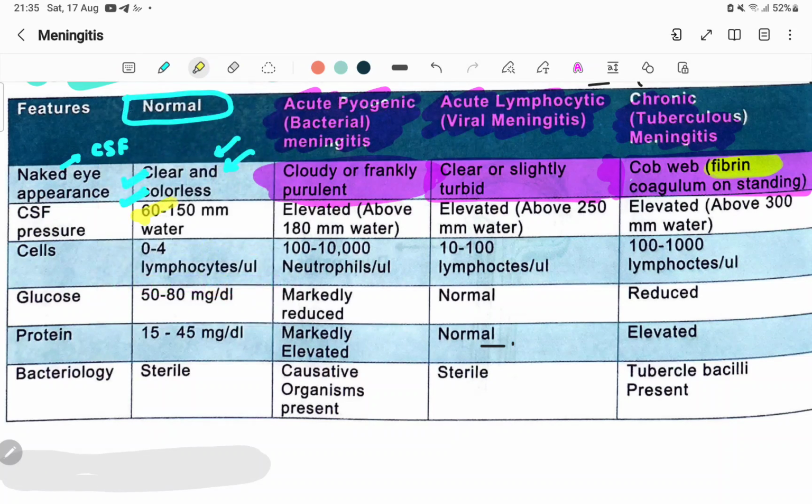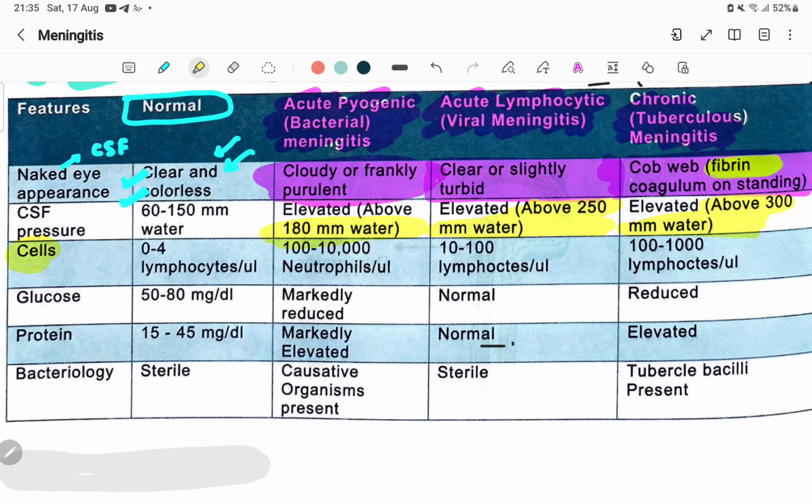Then CSF pressure. Normal CSF pressure is 60 to 150 mm of water. In bacterial meningitis, it is elevated, 180, and in viral meningitis, it is more elevated, above 250. And in chronic tuberculous meningitis, it is even more elevated, above 300. These numbers are important: 180, 250 and 300.